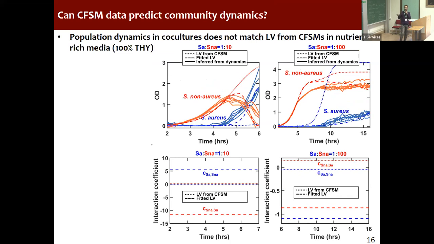We did the same thing with rich medium, and it turns out our results are pretty much garbage. So what we get from CFSM has no relevance to co-cultures in rich medium, both in terms of sign and magnitude. So our estimates from Lotka-Volterra are very small interactions, whereas we see relatively strong interaction in the actual experiments, which is sort of confirming what we expected.